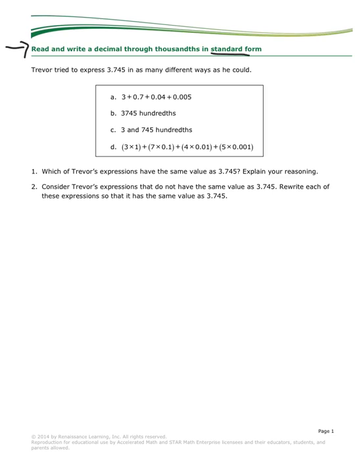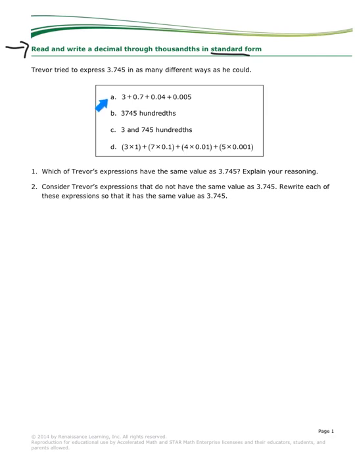Remember, standard form is how it's written here, just a number form. Trevor tried to express 3 and 745 thousandths in as many ways as he could, just for funsies, like in his free time. So he wrote that number in 4 different ways, and you can see his 4 ways. They're listed A, B, C, and D.